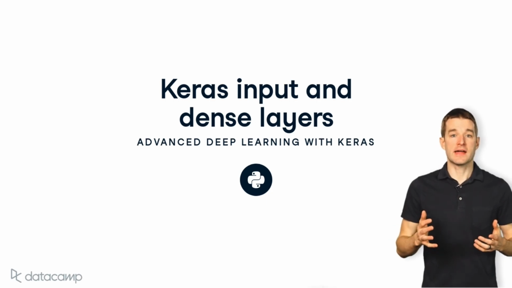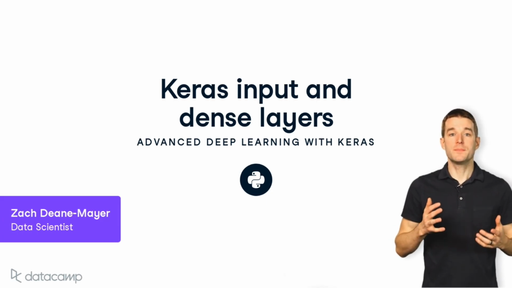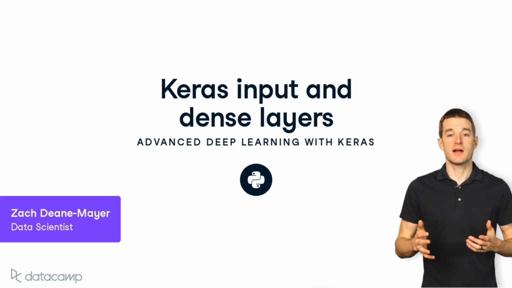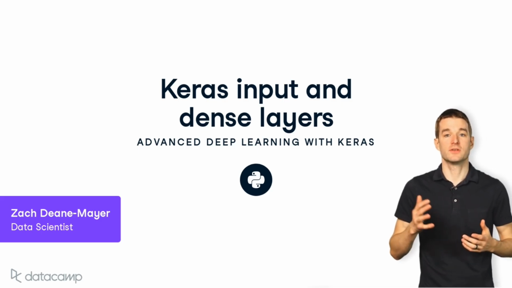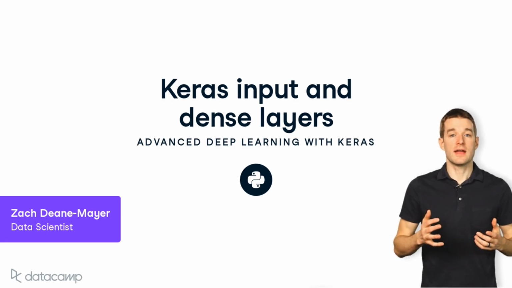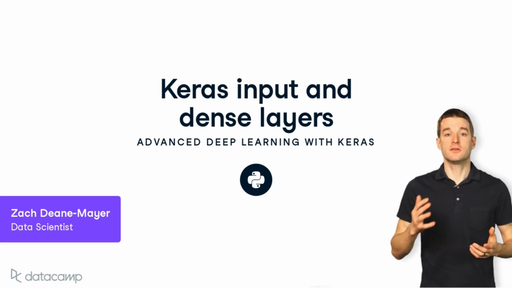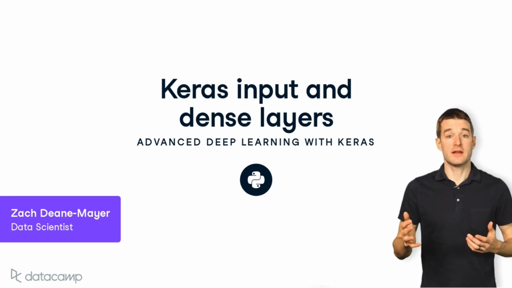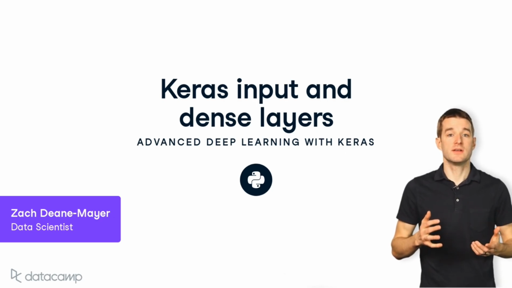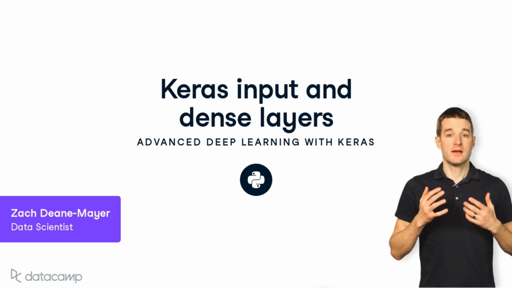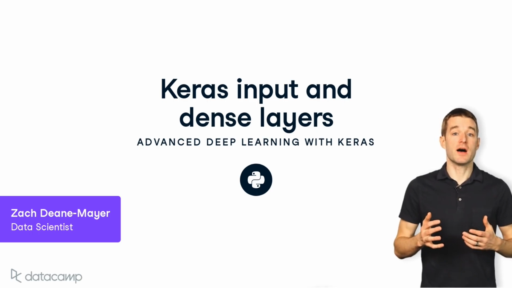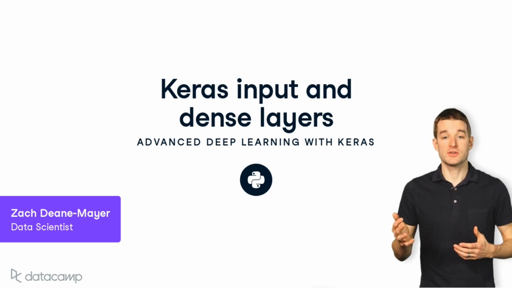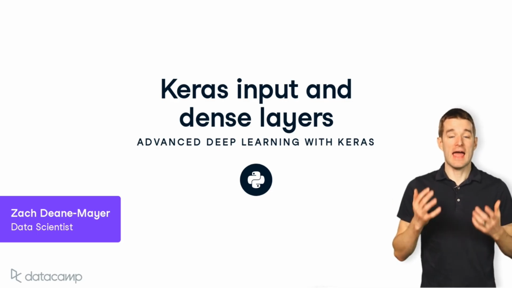Hi, I'm Zach Deane-Mayer, and in this course, I'll be teaching you advanced deep learning concepts using the Keras Functional API. You will learn how to build functional Keras models, including advanced topics such as shared layers, categorical embeddings, multiple inputs, and multiple outputs. The Keras Functional API is extremely simple, yet immensely powerful. By the end of this class, you will build a model that is capable of solving a regression and a classification problem at the same time.